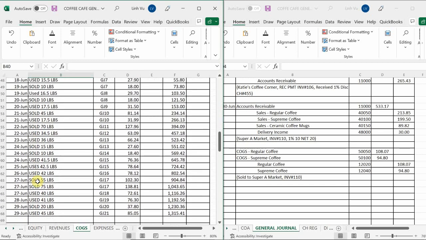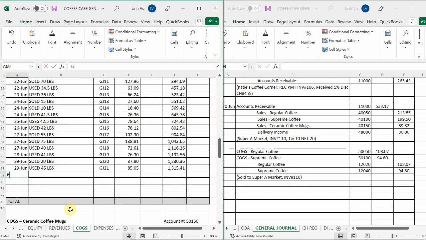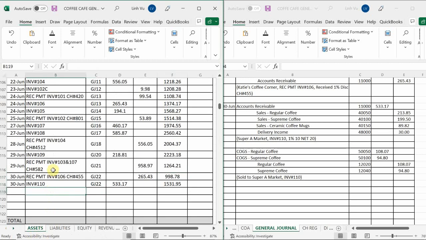And then I sold 50 pounds here for $94.80. Yep. Grand total is $1,410.21. Good. Last but not least, we gotta update my inventory.